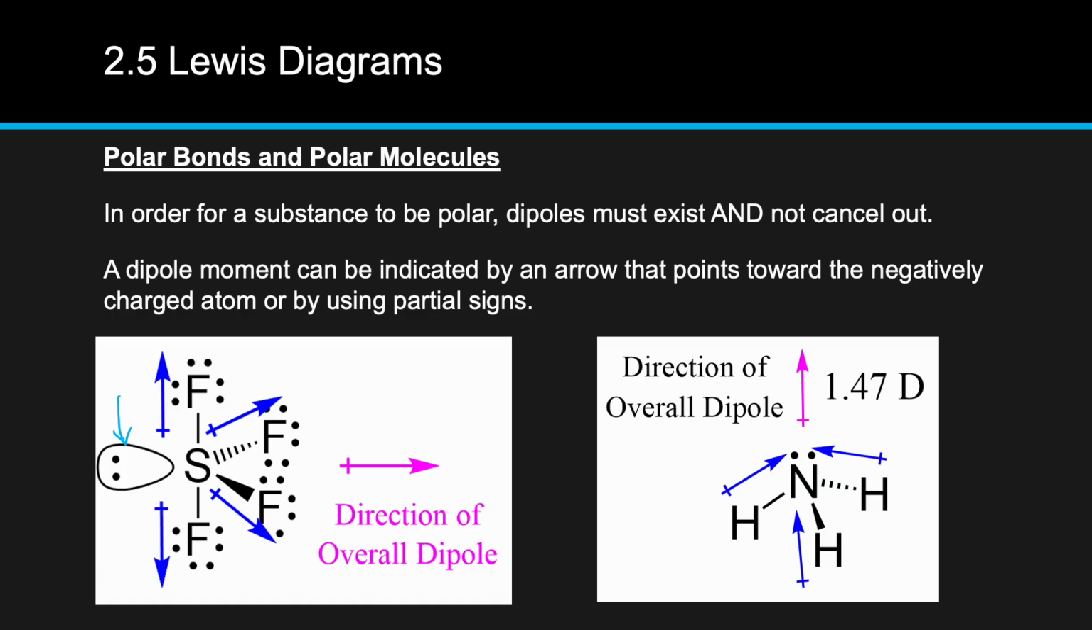Same with nitrogen with its 3 hydrogens. There is a lone pair on that nitrogen, so there's automatically an unequal sharing of electrons, which means there will be an overall dipole. So that would be a polar molecule.